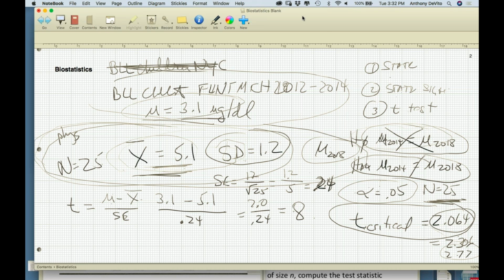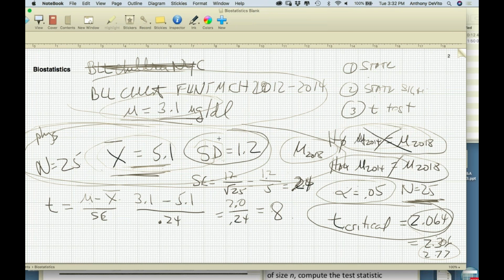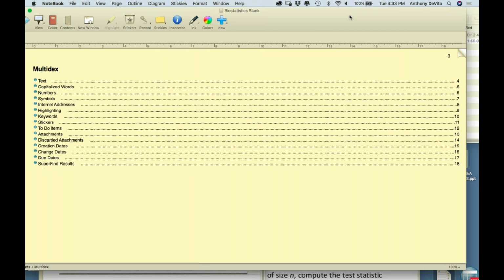We didn't choose 1.96 because it was a small sample size, and we didn't know sigma for the population. We only know the standard deviation for the sample, right? In order to use 1.96, we have to know the standard deviation for the entire population, or it has to be a very large sample size, say 100 or bigger. Then we would use 1.96. That's why we didn't say T critical was 1.96.